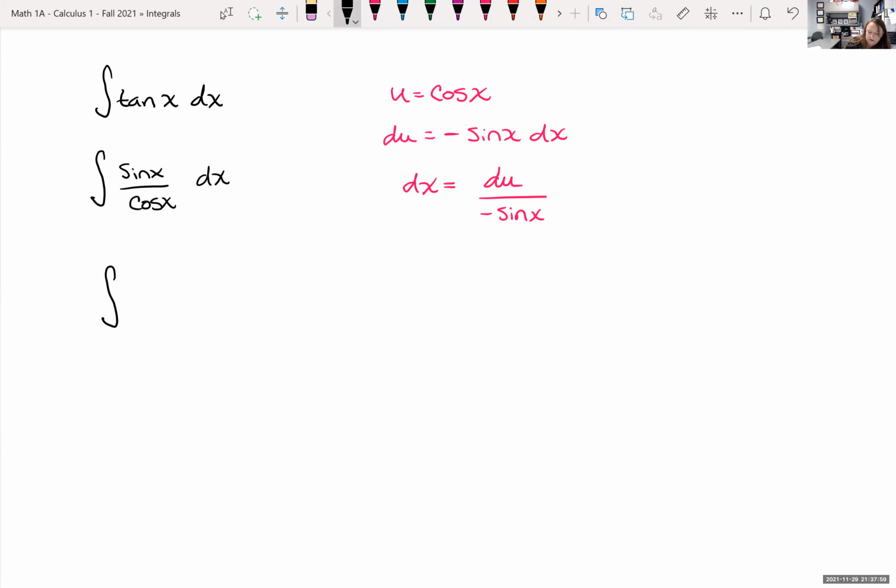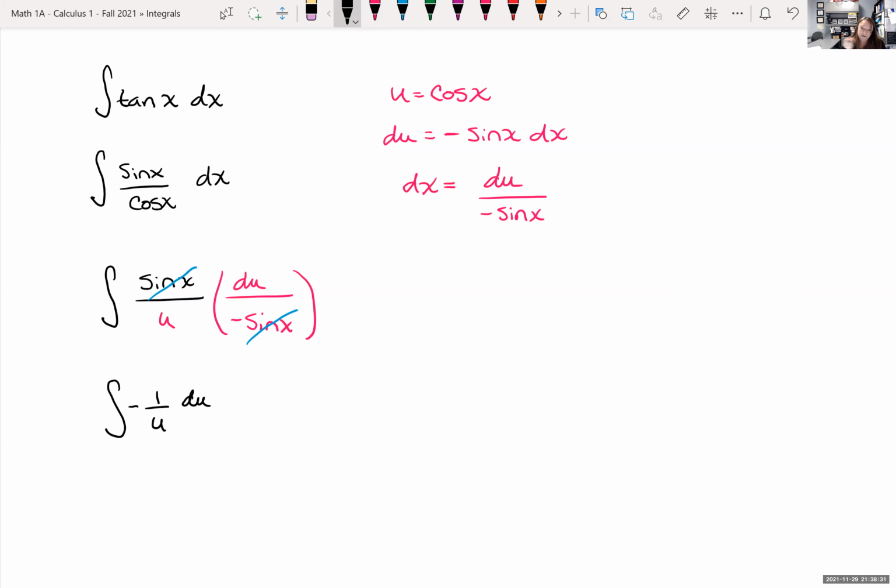So this is the integral of sine x all over u times du all over negative sine of x. Which our sine of x cancels. And so we have the integral of negative 1 over u du.